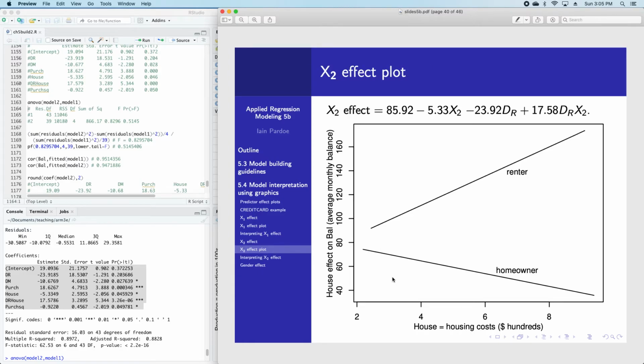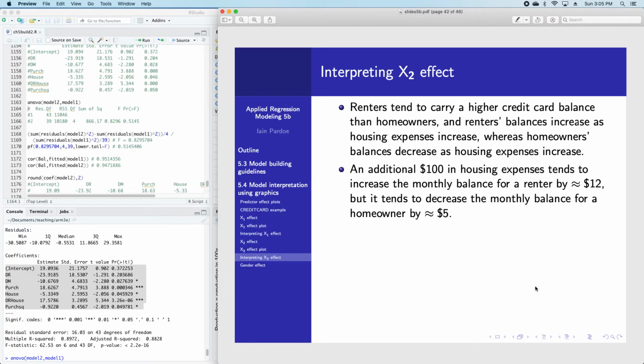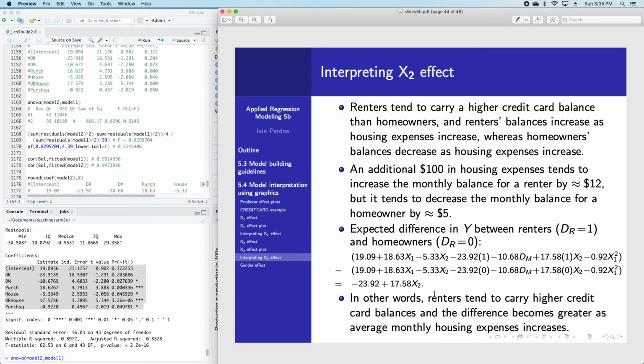It's a function of x2. It increases as x2 increases. Putting it into words, renters tend to carry higher credit card balances, and the difference becomes greater as average monthly housing expenses increase.